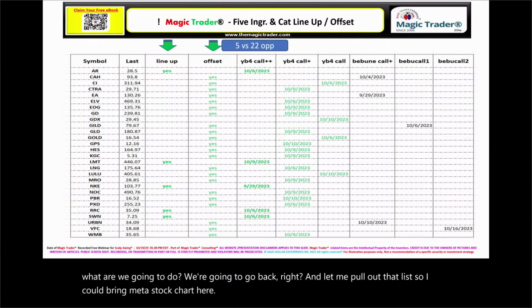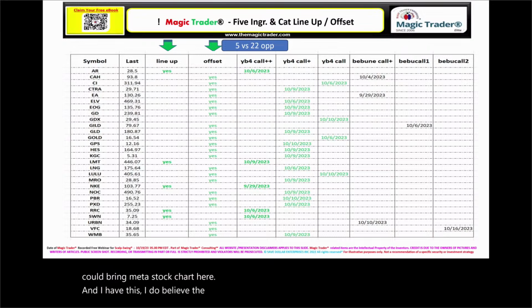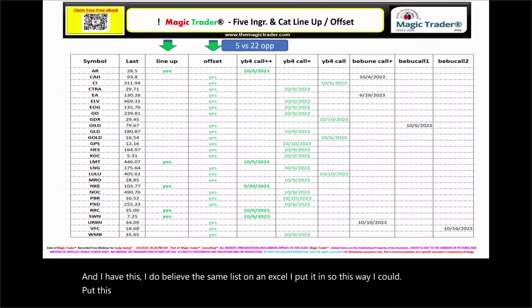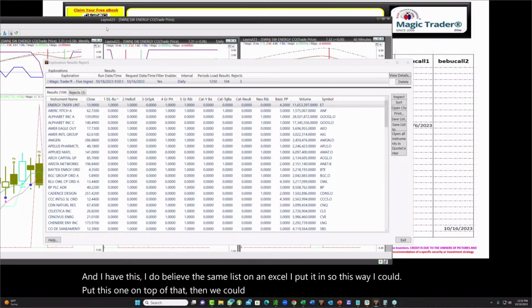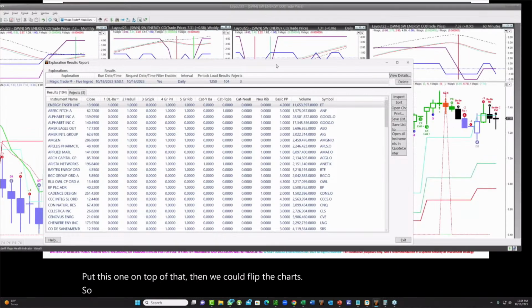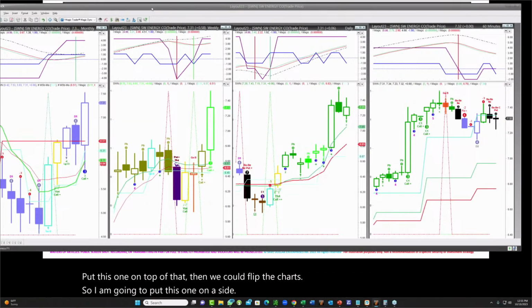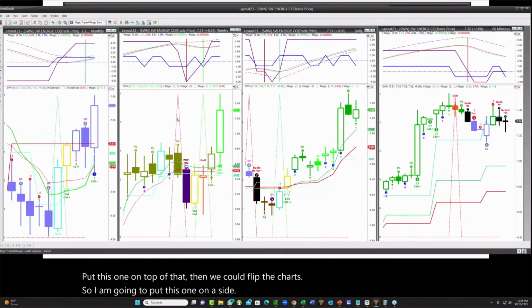And I have, I do believe, the same list in an Excel, I put it in. So this way, I could put this one on top of that, and we could flip the charts. So I am going to put this one on the side. Okay, can you see my chart, Jeff? Yes, sir. Okay, perfect.